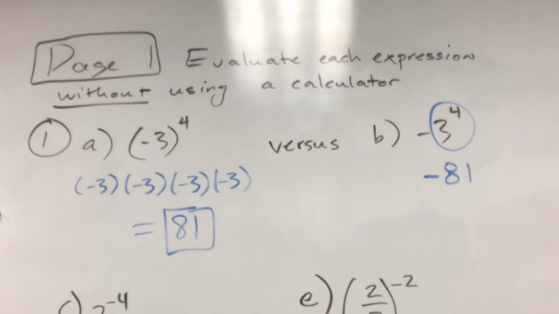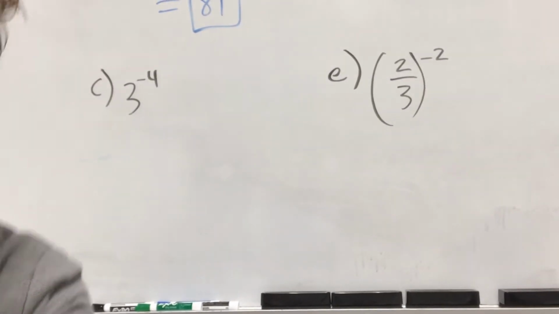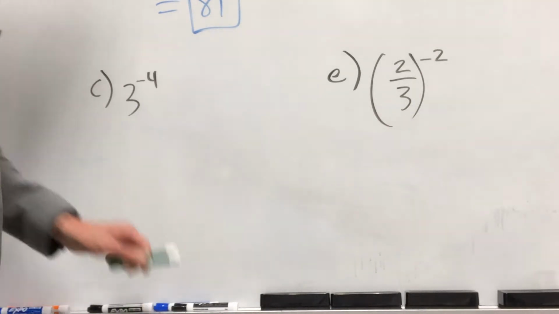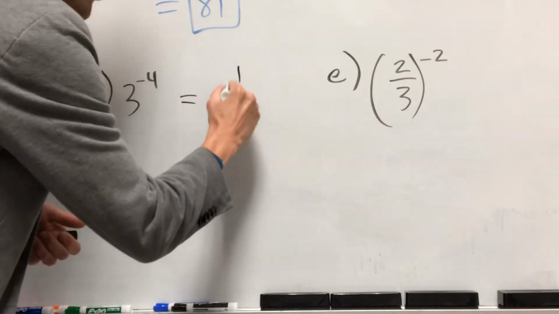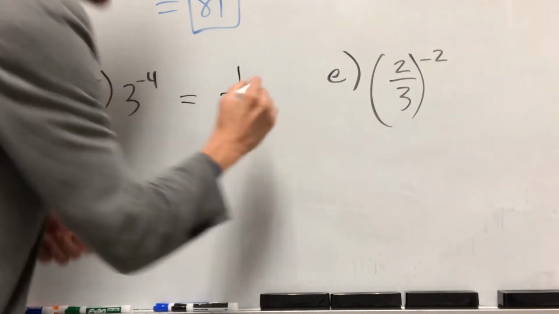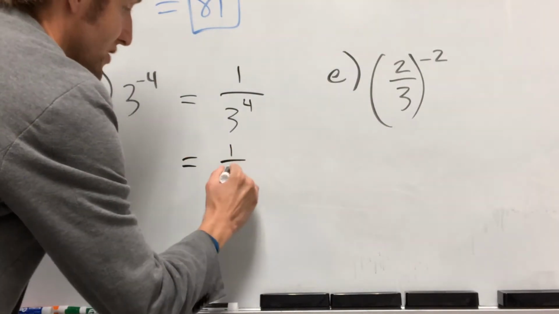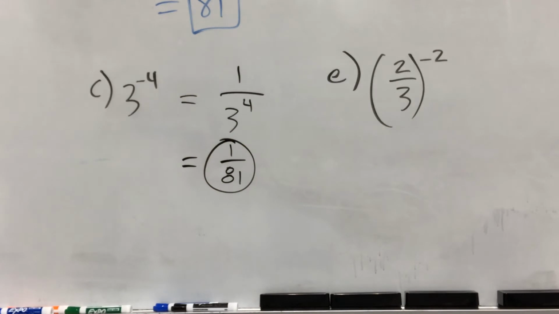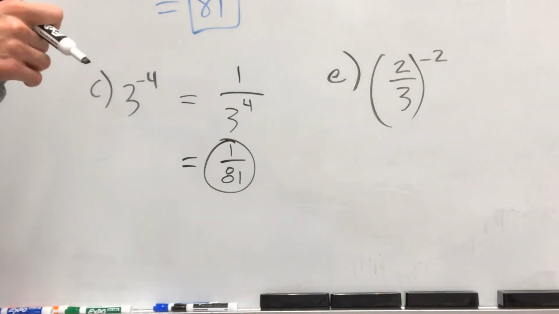All right, again, the video quality will hopefully improve throughout the year. Oop, look at that. Let's take a look at C. That is 3 to the -4th power. Anytime we have a negative power, we can write it as 1 over 3 to the positive 4th power. 3 to the 4th power is 81, so this is 1/81.